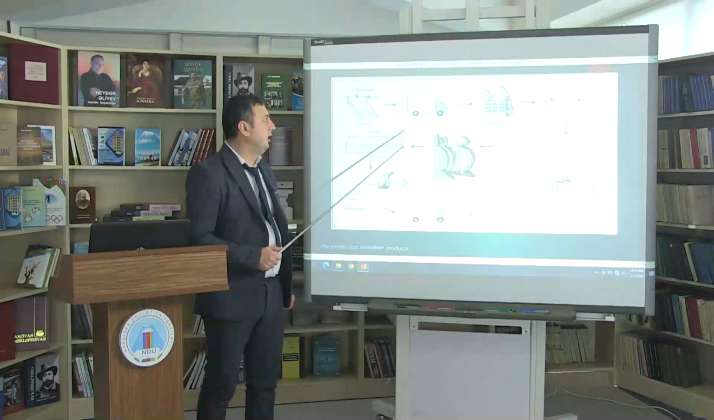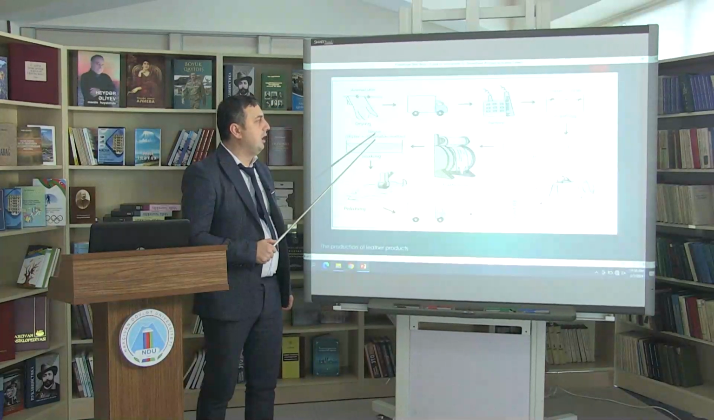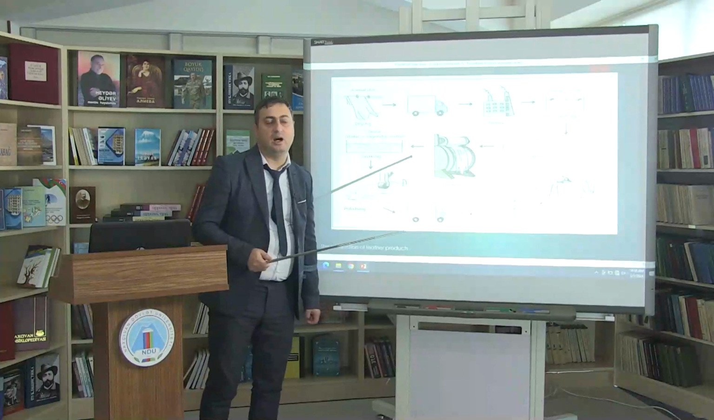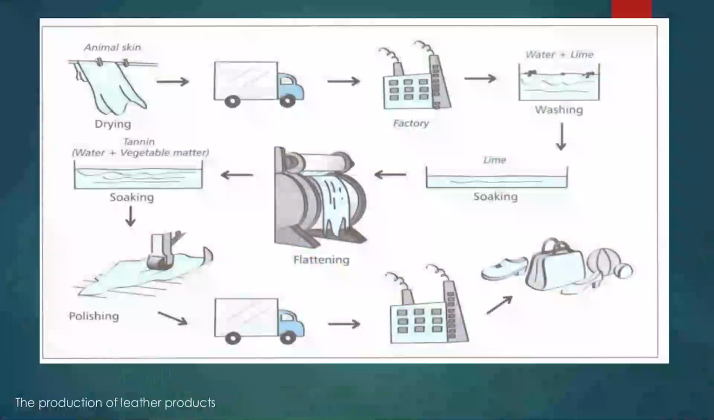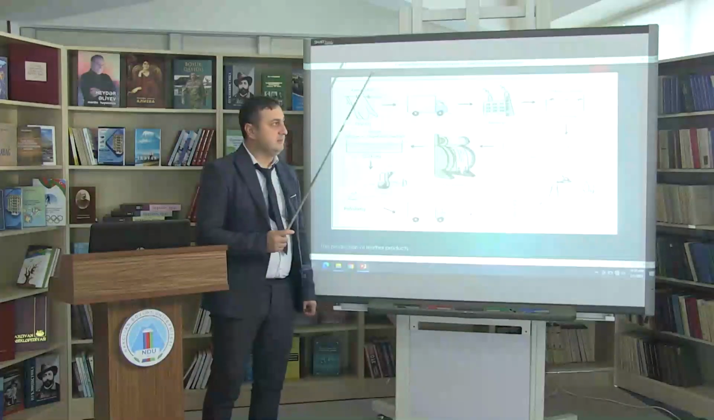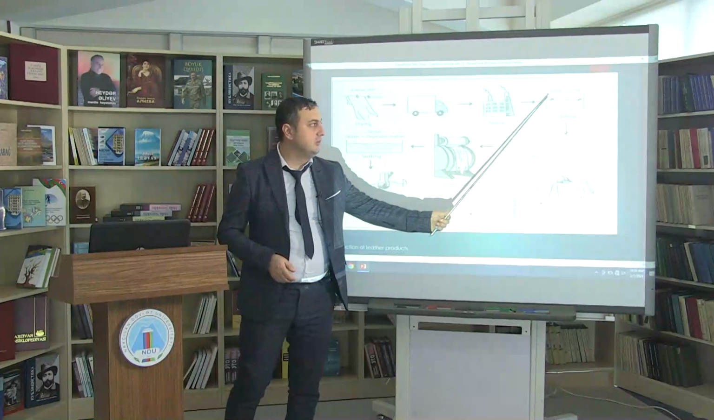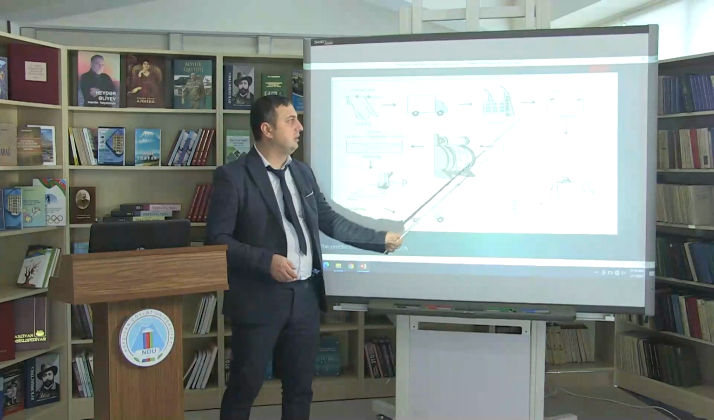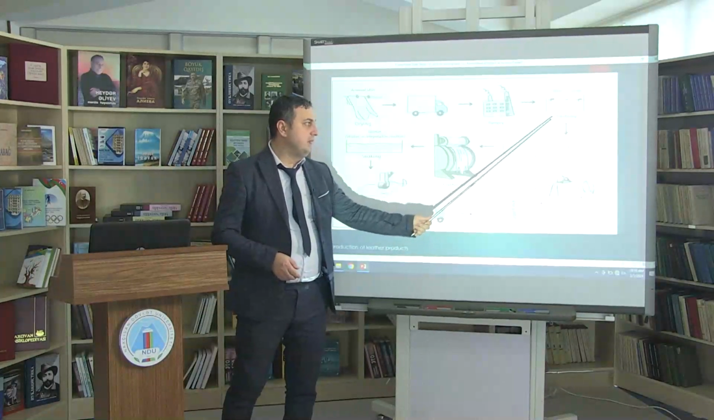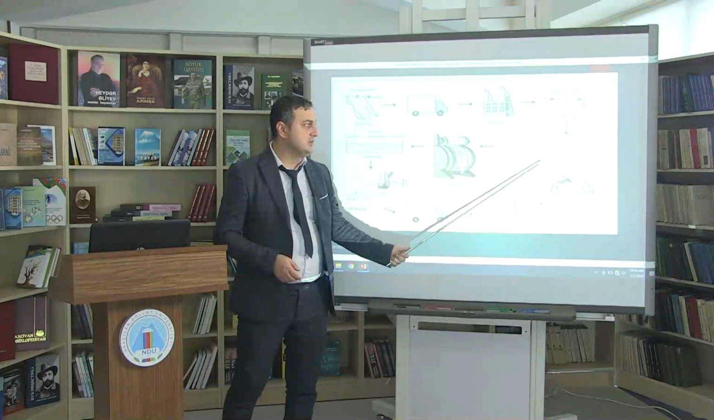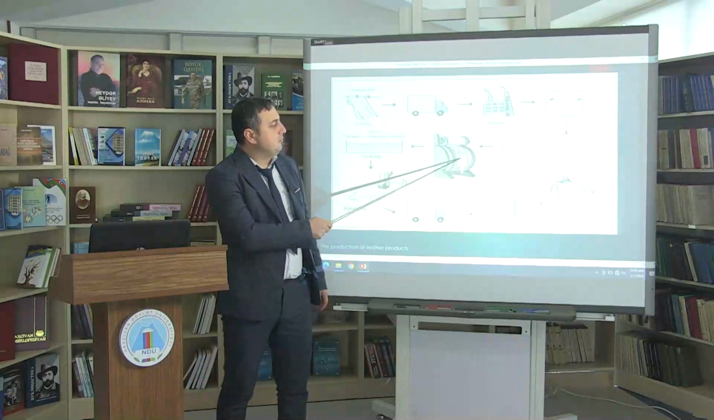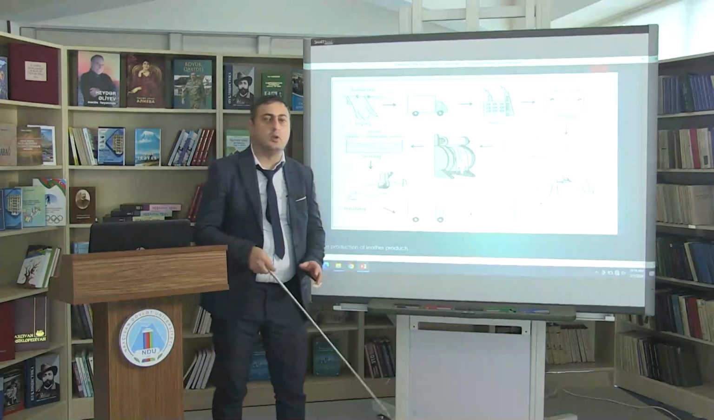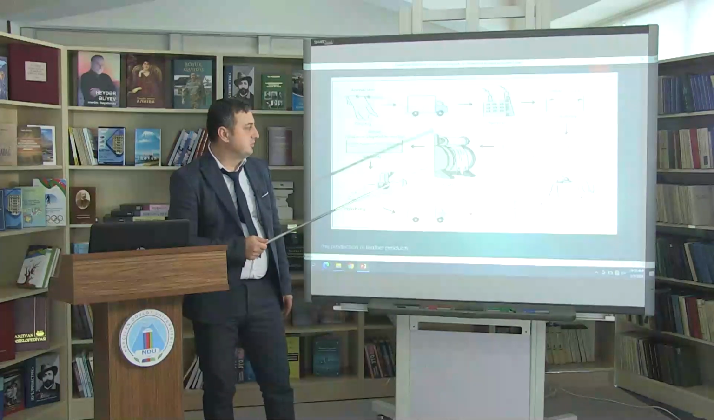Another pie chart, this is animal skin. After skinning off the animal, it is hung on a rope in order to let it dry. After drying, with a special truck, it is taken to the factory, and then it is soaked or washed in a substrate containing water and lime. Then after washing in the water and lime, it is soaked in the lime again. I mean the animal skin. Then it is flattened in a special rolling machine.